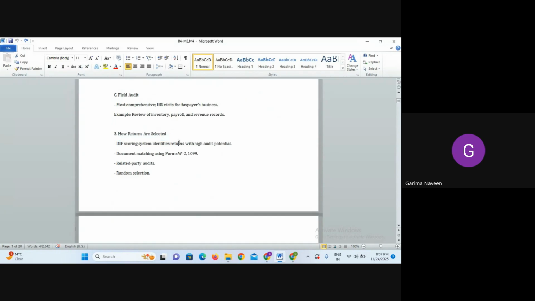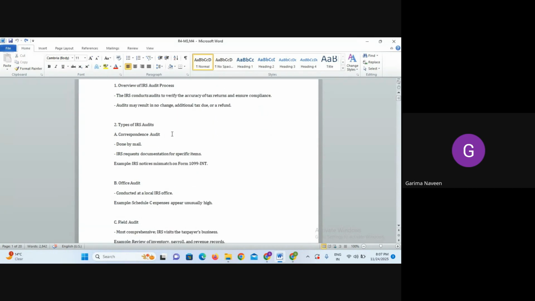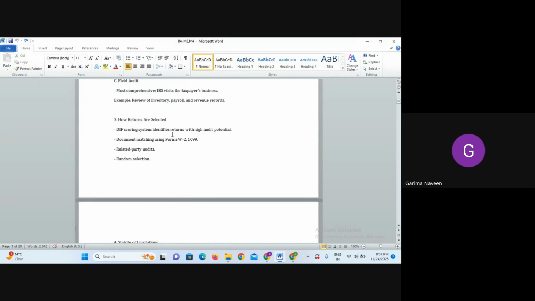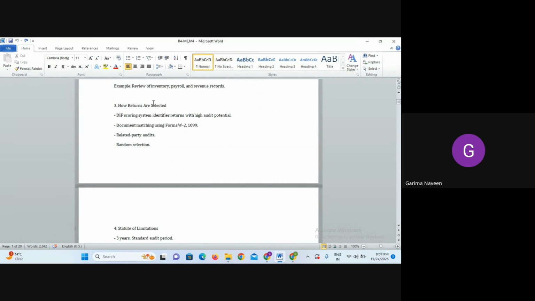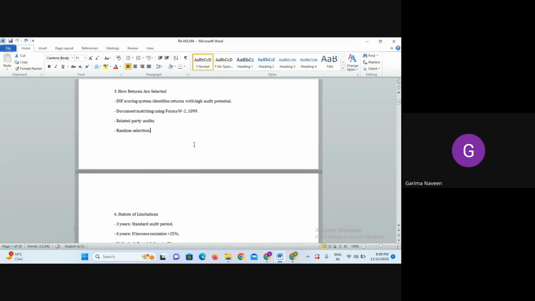So how are returns selected? Basically, a lot of people file their returns. So how are the returns selected? Basically, the DIF scoring system identifies returns with high audit potential. They may use some mathematical algorithm to identify the returns which have high audit potential. They may also use document matching using Forms W-2 and 1099, related party audits, and random selection. So this is how some of the returns are selected for audit.